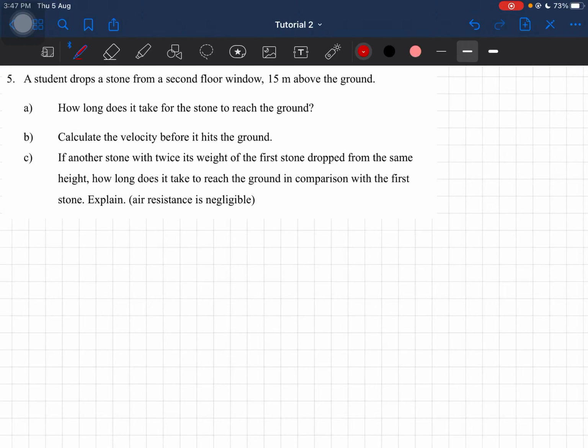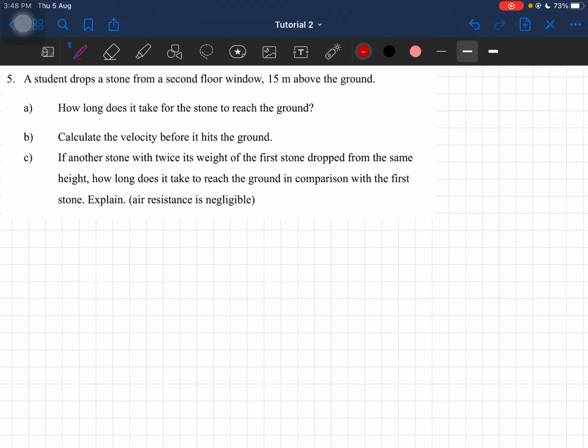A student drops a stone from a second floor window 15 meters above the ground. So how long does it take for the stone to reach the ground? And calculate the velocity before it hits the ground. And if another stone with twice the weight of the first stone was dropped from the same height, how long does it take to reach the ground in comparison with the first stone? Okay, so air resistance here is negligible.